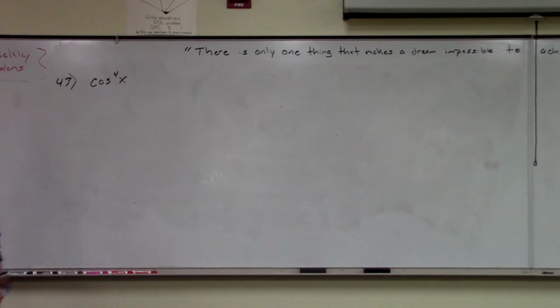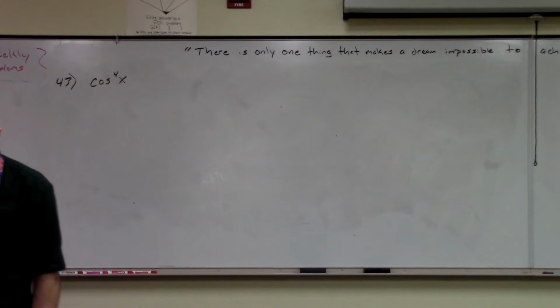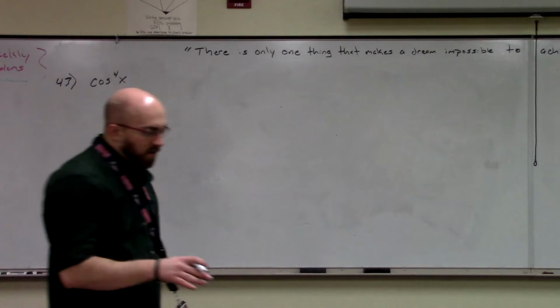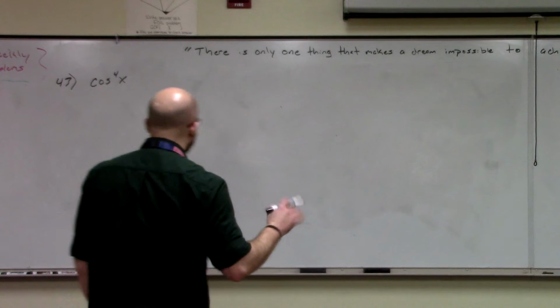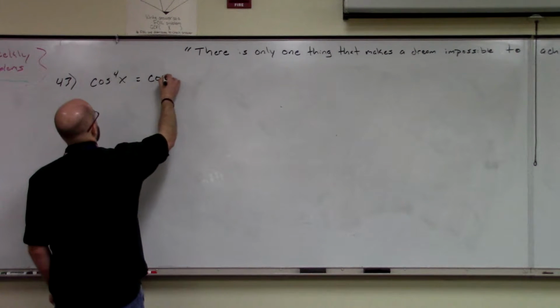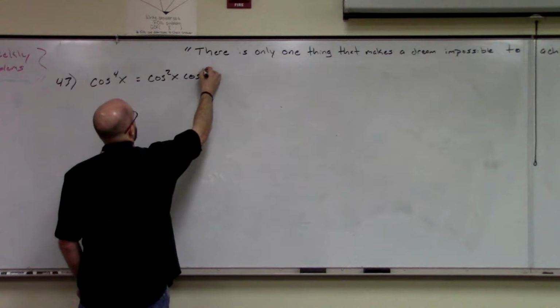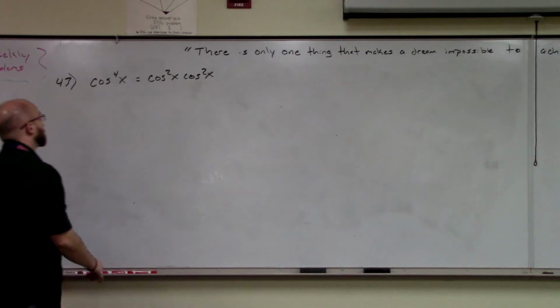Now the power reducing formulas you're using to get rid of all the powers. That means we do not want any powers in our answers. So we're actually going to expand it quite deeply. Cosine 4x is not on our power reducing formula, but cosine squared is, so we write this as cosine squared x times cosine squared x.